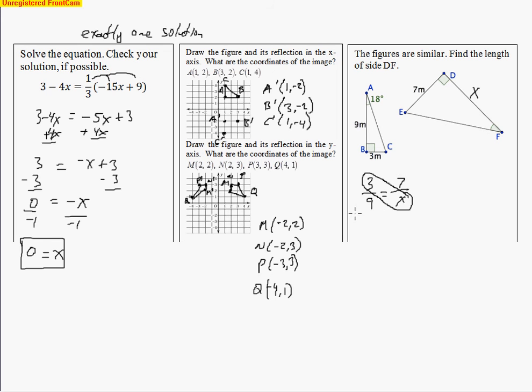So before I do this, I'm going to do some cross canceling. I'm going to go ahead and take out the common factor. I'm going to divide 3 by 3 and 3 into 9.